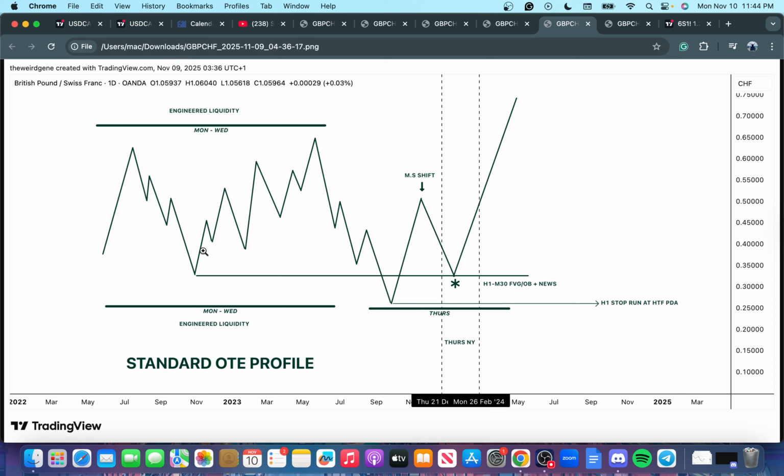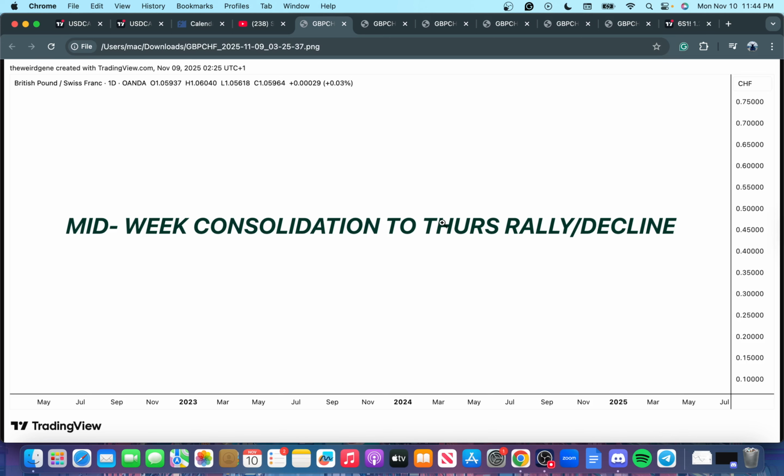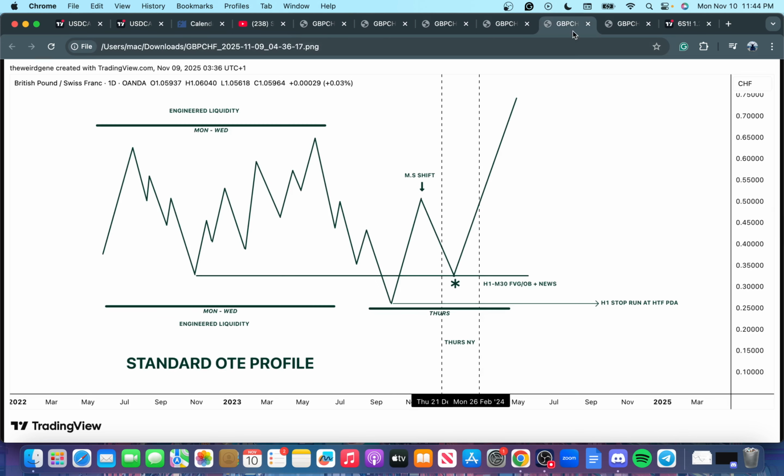Now what you can see here with that standard OTE profile is, again, remember, the model is that middle consolidation to Thursday rally / decline. So I used bullish examples for this lesson specifically. Between Monday and Wednesday, we had that back and forth. The market was not really doing anything. So as long as we can see that lack of one-sidedness between Monday and Wednesday, that creates a potential for our specific model.